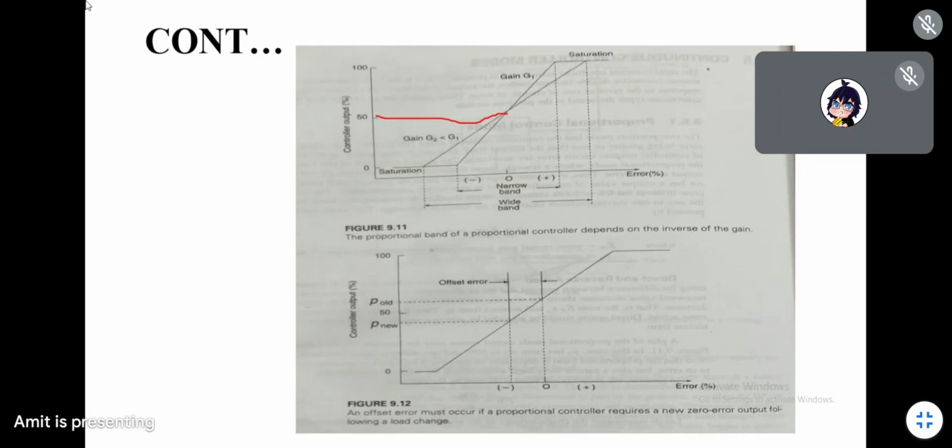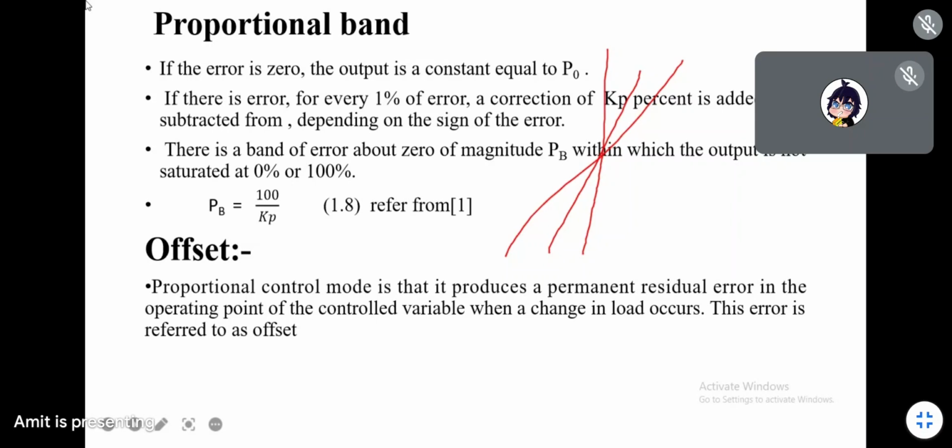So then here comes the term offset. It is written that proportional control mode produces a permanent residual error in the operating point or set point of the control variable when a change in load occurs. This error is referred to as offset.